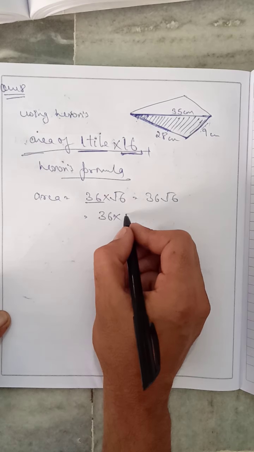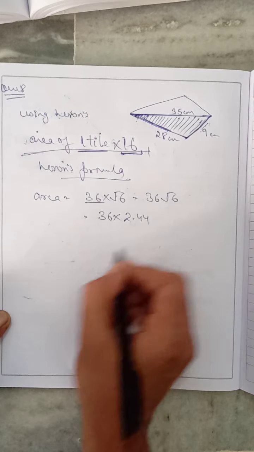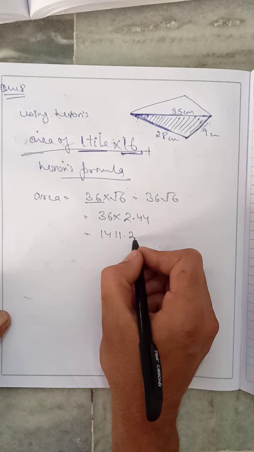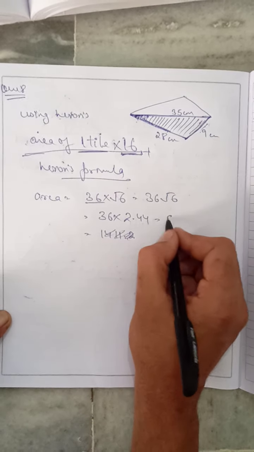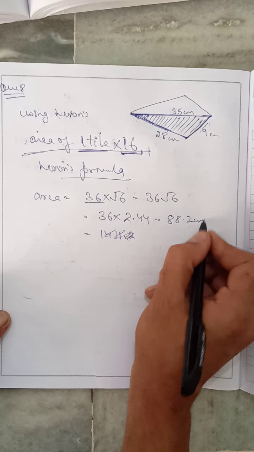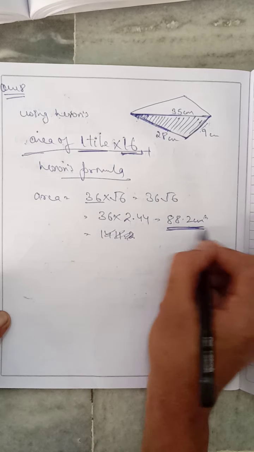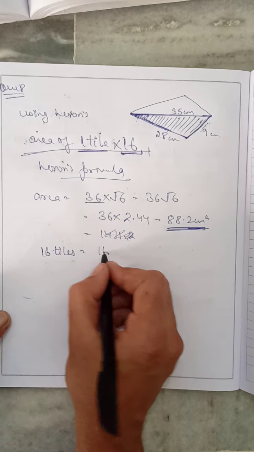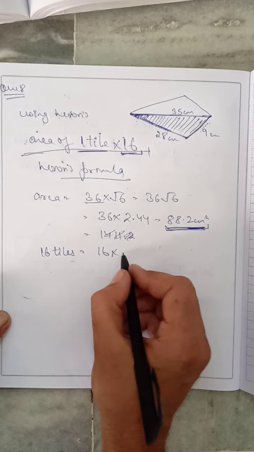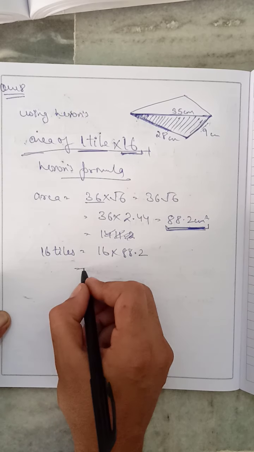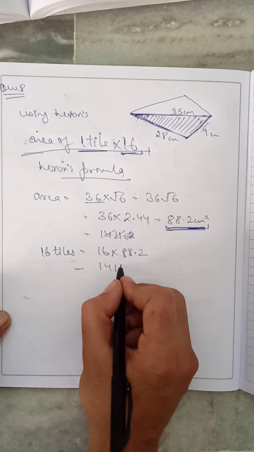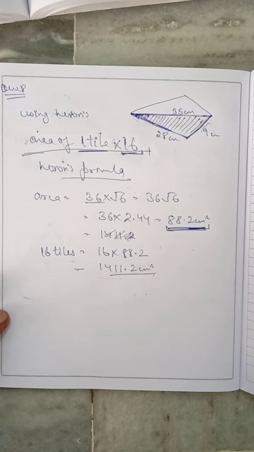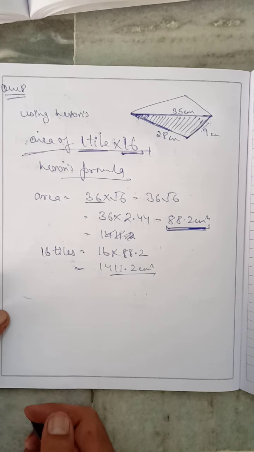We already got the value of under root 6, 2.44, and this comes out to be 88.2 centimeter square. So this is the area of one tile. Now 16 tiles is equal to, we will multiply this area by 16 and you will get around 1411.2 centimeter square. After this, they are saying cost of polishing.